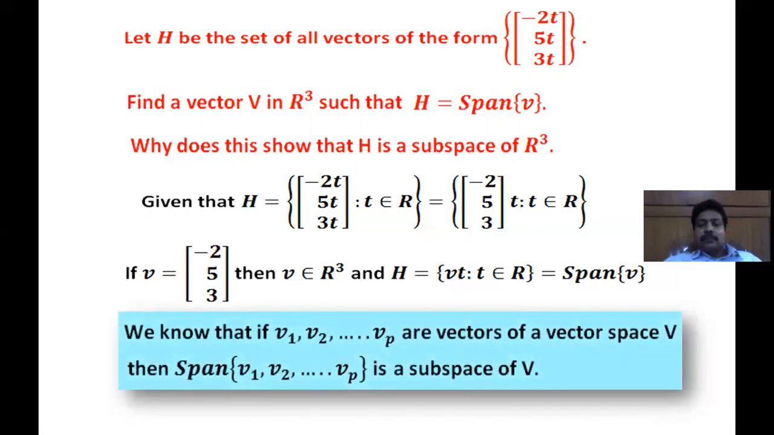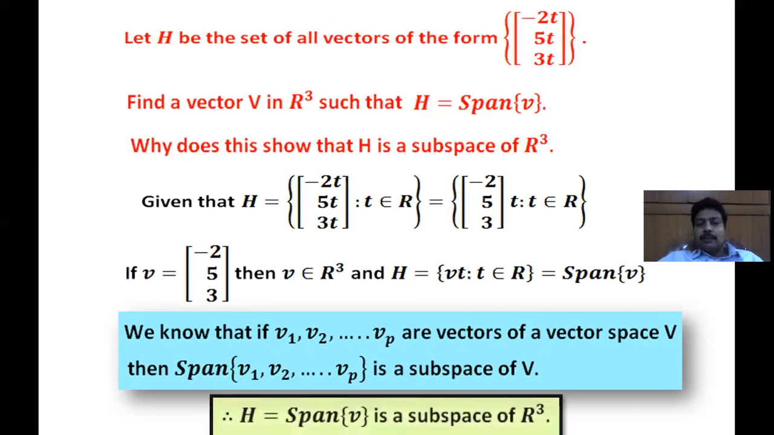Further, as per our previous statement, we know that if v1, v2, and so on, vp are vectors of the vector space V, then the spanning set of v1, v2, vp is a subspace of V. So this spanning set H is a subspace. This is the reason why H is a subspace.